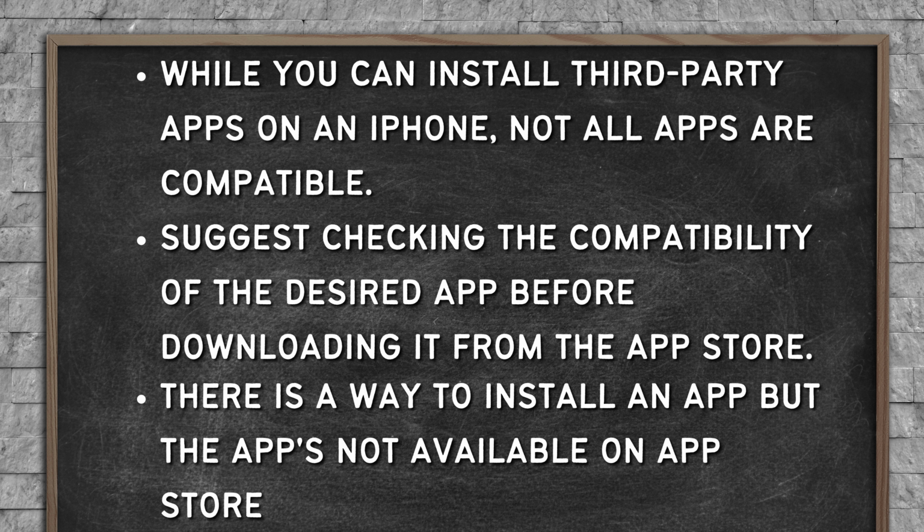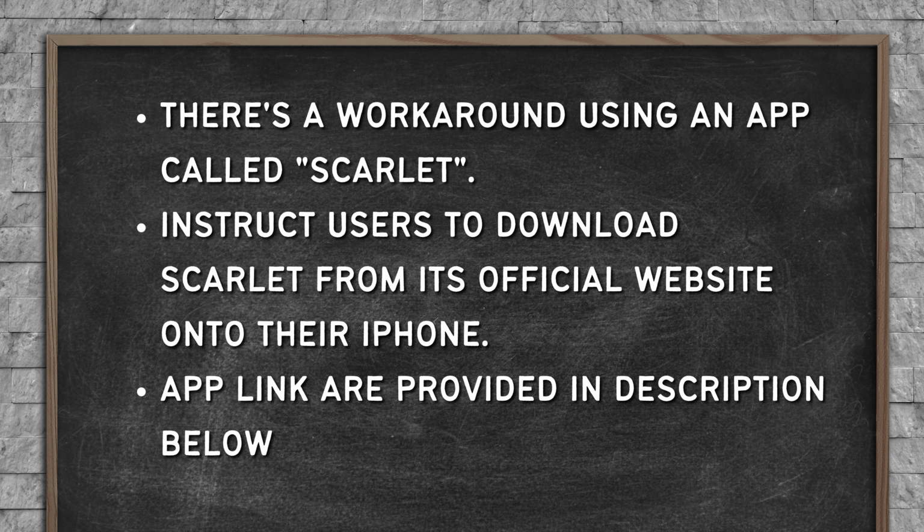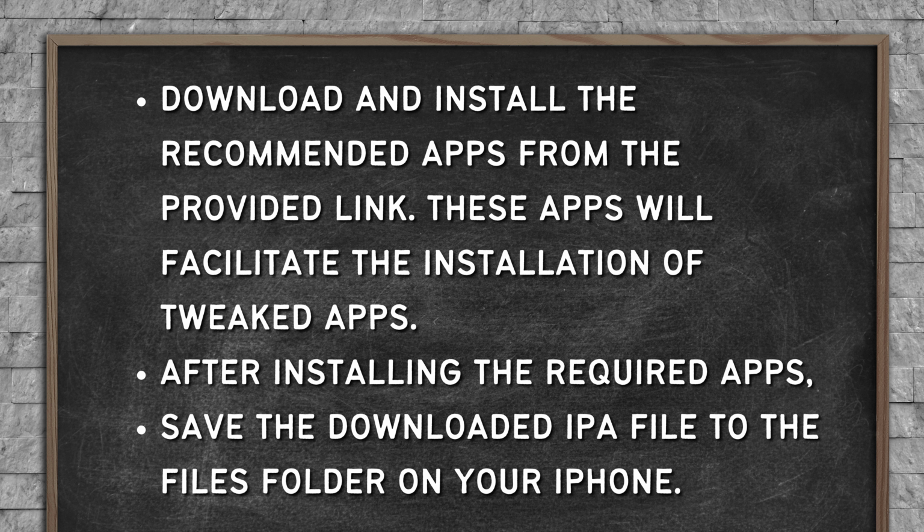There's a way to install an app that's not available on the App Store. There is a workaround using the app called Scarlet. Download Scarlet from its official website onto your iPhone. App links are provided in the description below. Download and install the recommended apps from the provided link. These apps will facilitate the installation of tweaked apps.